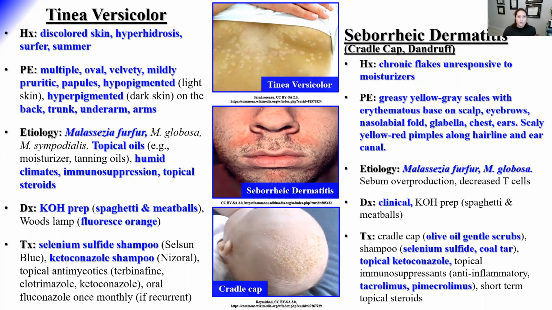Physical exam is important on this one, so I'm going to read it slowly. Multiple, oval, velvety, mildly itchy papules that are hypopigmented in light-skinned people and hyperpigmented in darker-skinned people. Most commonly occurs on the back, the trunk, the underarms, and the arms. Malassezia furfur is going to be the number one causative agent for this. You can also have Malassezia globosa and sympodialis. Topical oils, moisturizers, and tanning oils can also cause this kind of overgrowth of that fungus. Humid climates, immunosuppression, topical steroids.